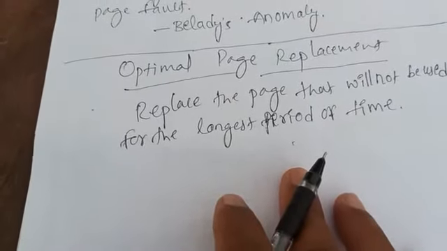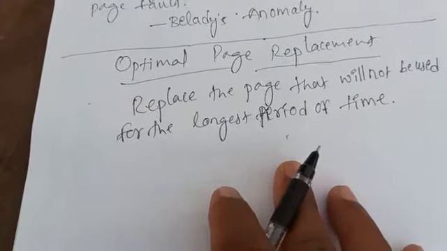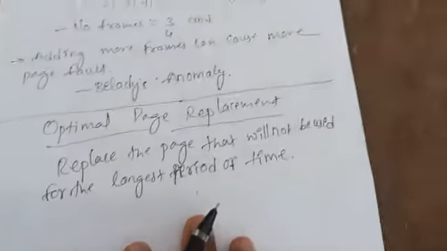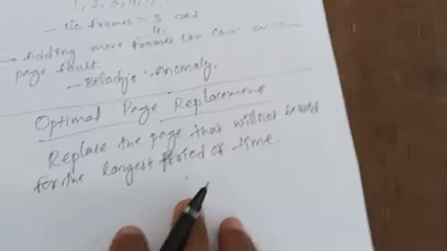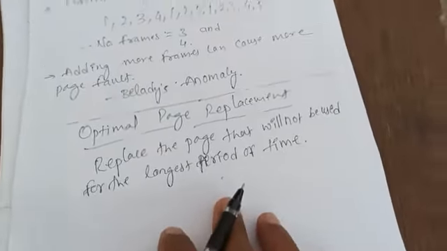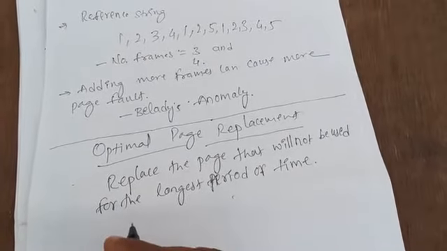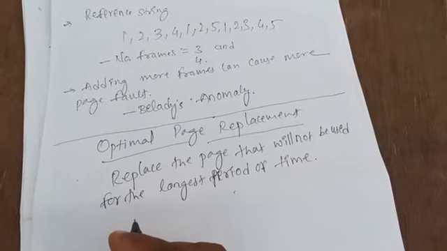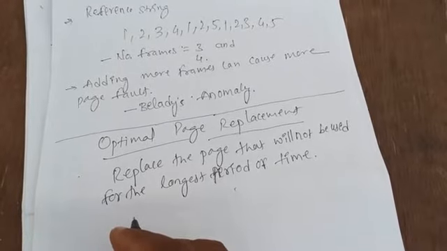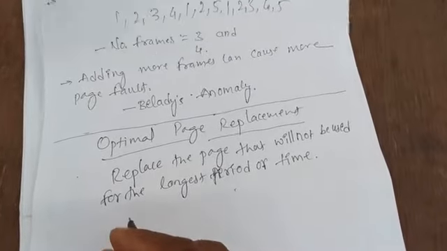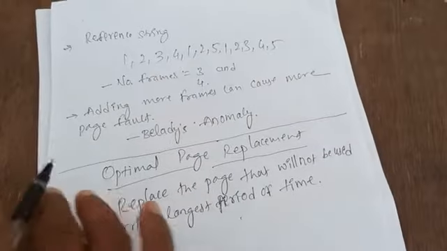Welcome to page replacement algorithm. In the previous lecture we have seen the FIFO, that is first in first out page replacement algorithm. And what is the problem with that algorithm, that is Belady's anomaly: adding more frames can cause more page faults.